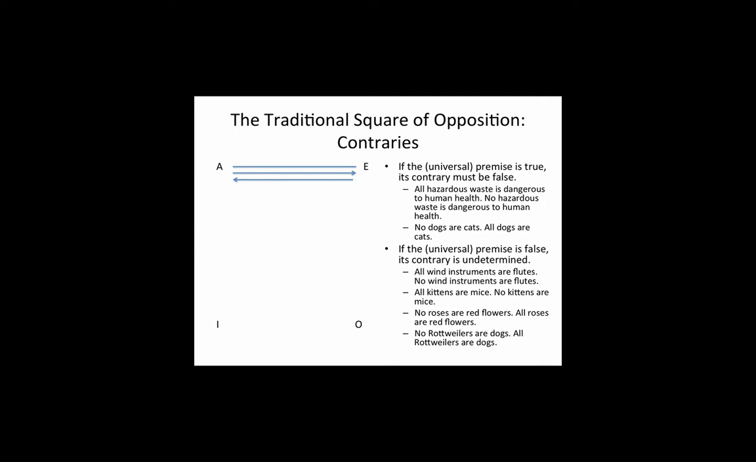If, like I said before, the E proposition or the A proposition is false, in other words, we start with a false universal, the contrary may be true, may be false, we just don't know. That's another way of saying what I had mentioned before when I said both universals can be false at the same time. That means then that when we start with a false universal, our inference is undetermined. Go ahead and take a look at each of the examples before we move on.